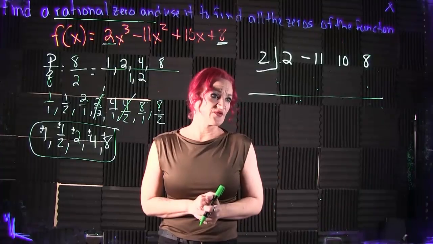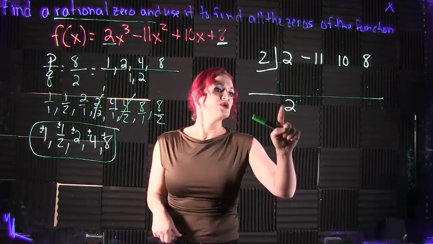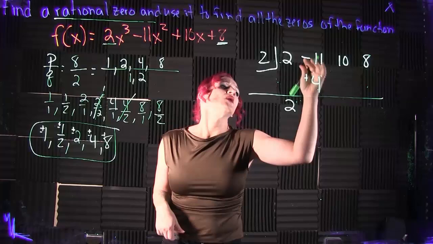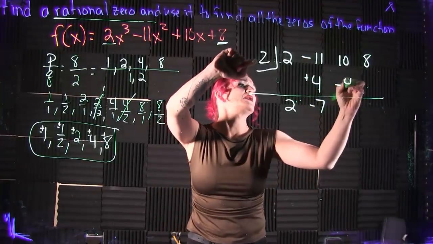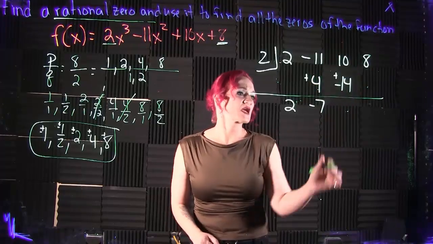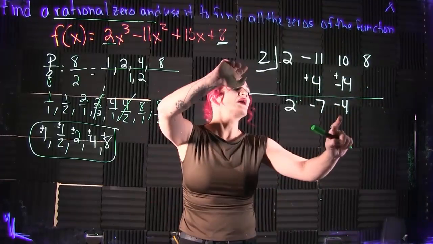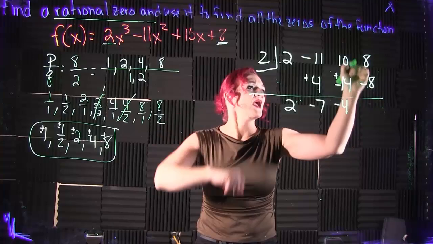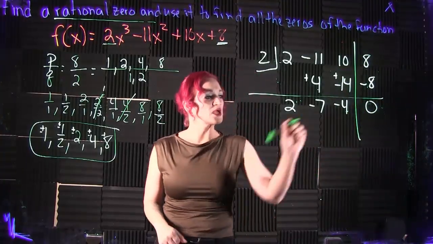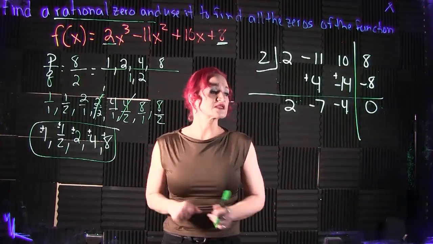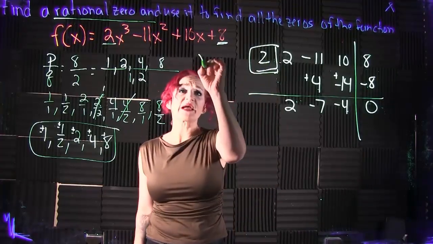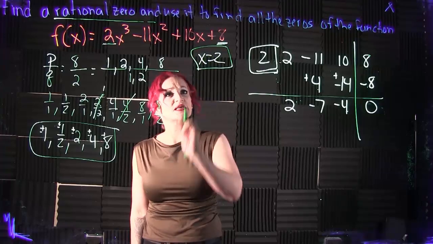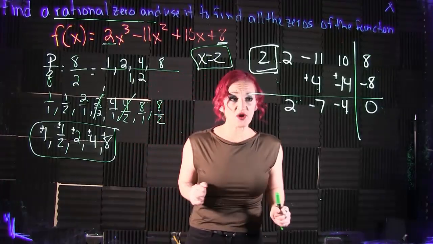Doing synthetic division again, dropping down the 2. 2 times 2 is 4. When I add this, I get a negative 7. When I multiply, negative 14. So 10 plus negative 14 is a negative 4. Negative 4 times 2 is a negative 8. And when I add this column, I get a 0. That is exactly what I'm looking for. That means 2 is one of my solutions. So x does equal 2. Now we need to find our other two solutions.